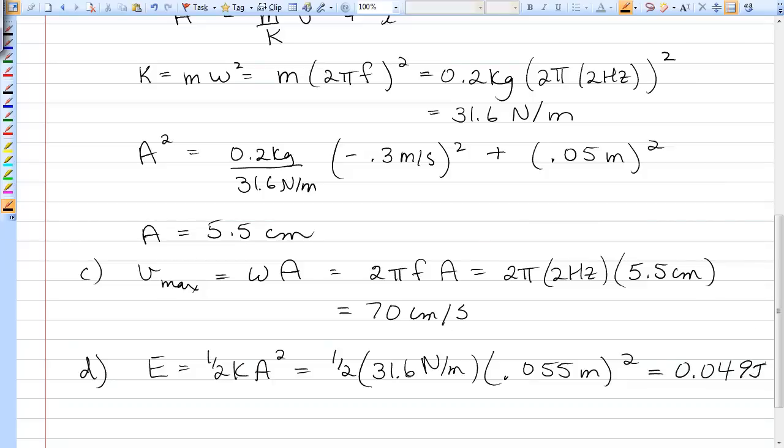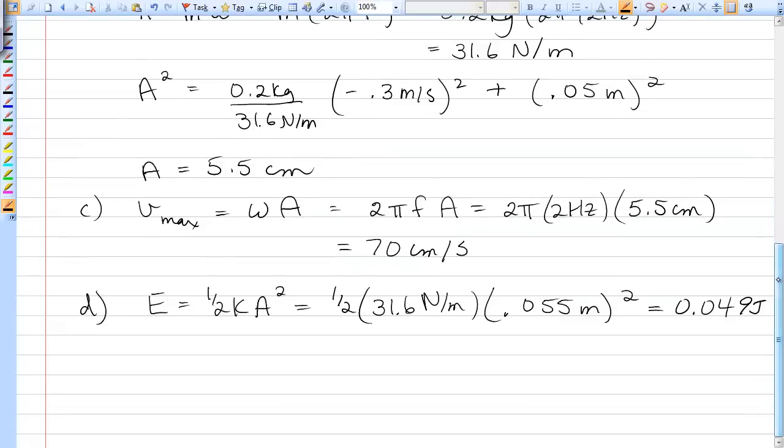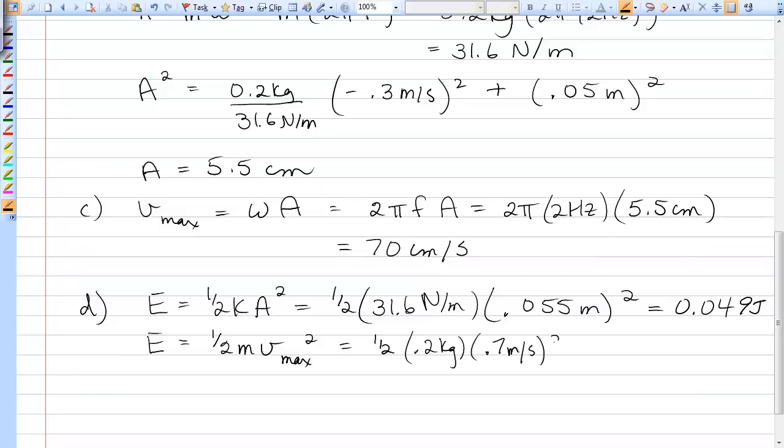And that comes out to 0.049 joules. Now there's another way to get that total energy, and that's when the kinetic energy is at its max, 1/2 m v max squared. So putting those values in, you would get exactly the same value for total energy. You'd have to put that into meters per second squared, and sure enough, it's the same quantity for total energy.